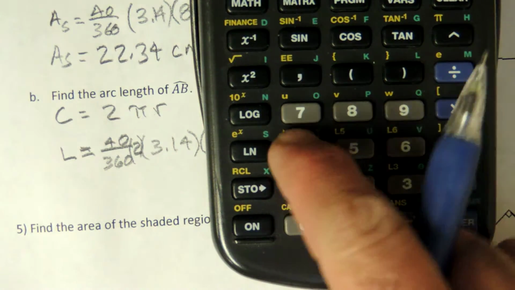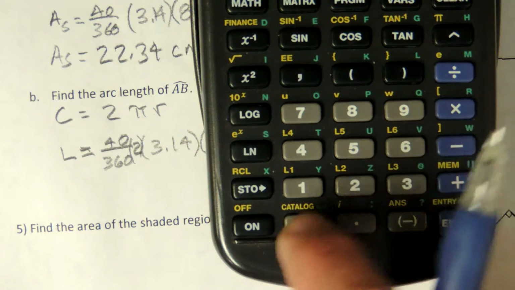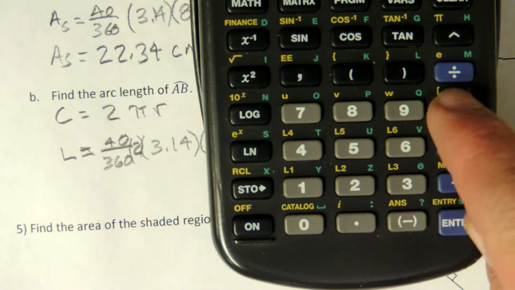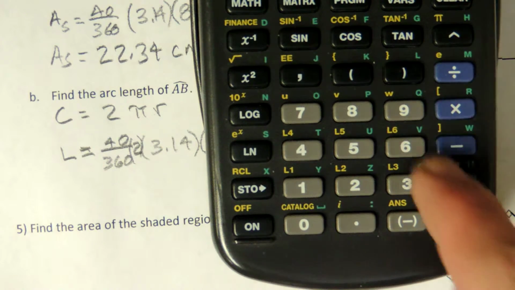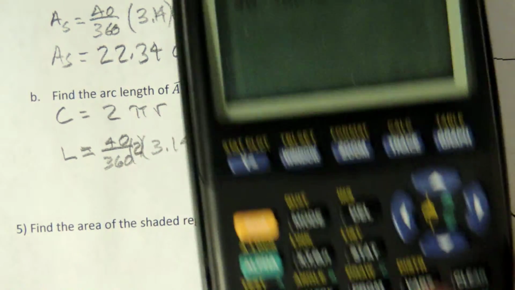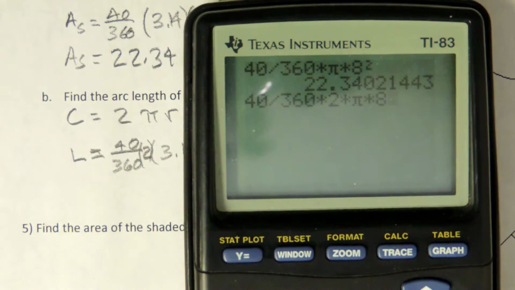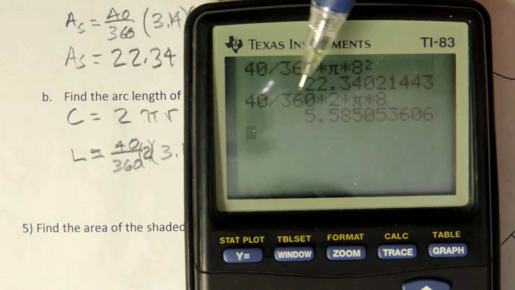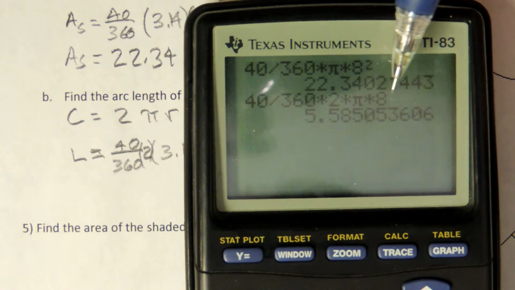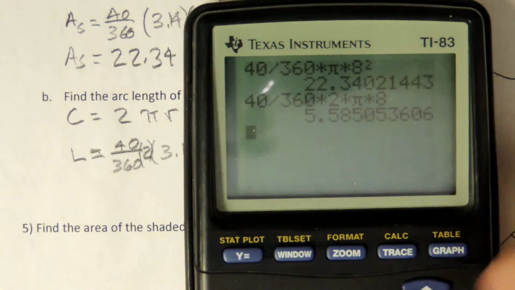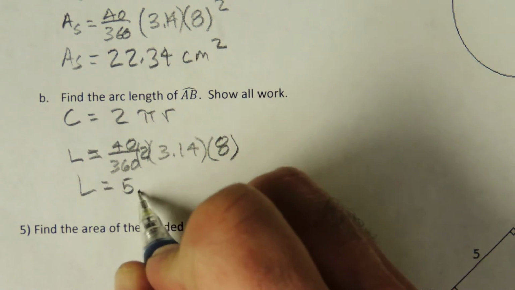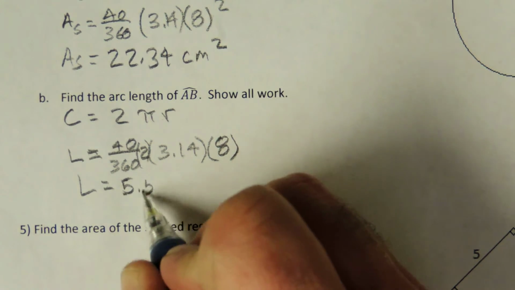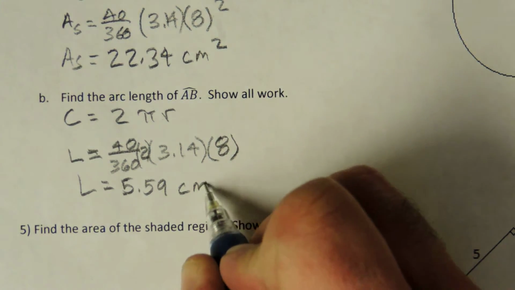So, 40 divided by 360 times 2 times second function pi times 8. And 40 divided by 360 times 2 times pi times 8 is 5.59. Since that's the distance, it's just centimeters.